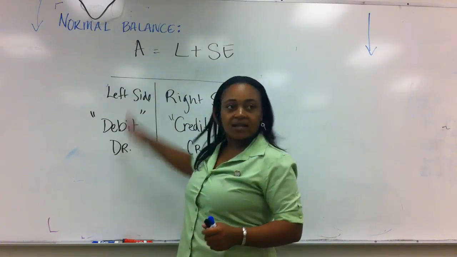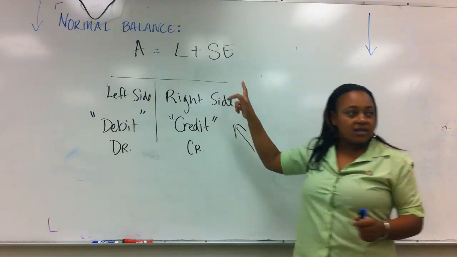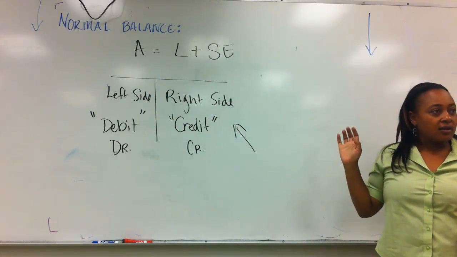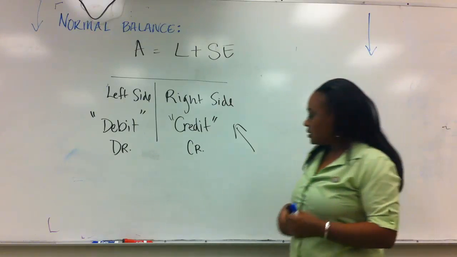So assets equals liabilities plus stockholders' equity. You'll notice that the A is on the left side. The L and the SE are on the right side. And it's going to help you in a few moments.